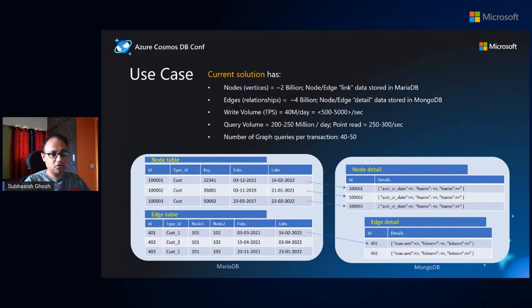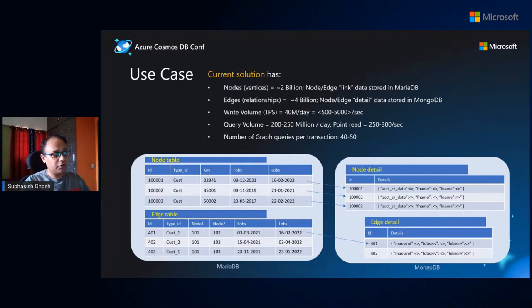what kind of volume or velocity we are talking about. First of all, this is all real time, and we had around 2 billion nodes or vertices, and around 4 billion relationships between the vertices, which we call edges, give and take. The write volume is 40 million per day, which varied from around 500 TPS per second at non-peak to, at the highest peak, 5,000 per second.